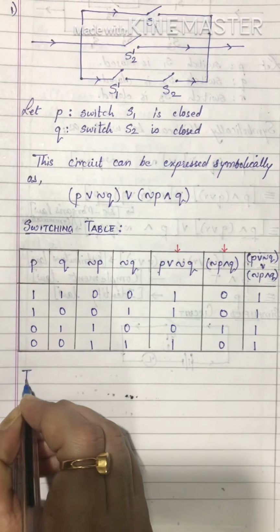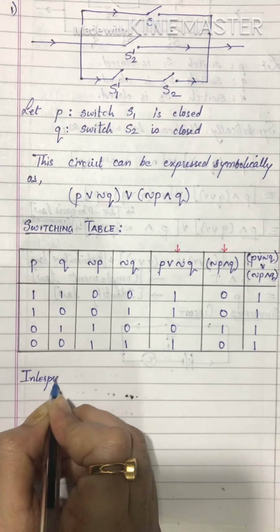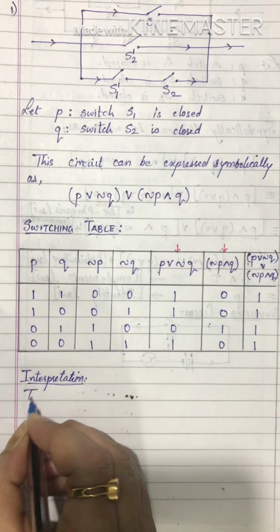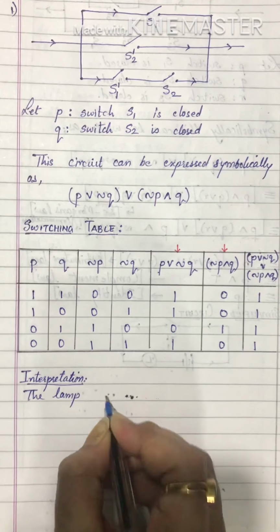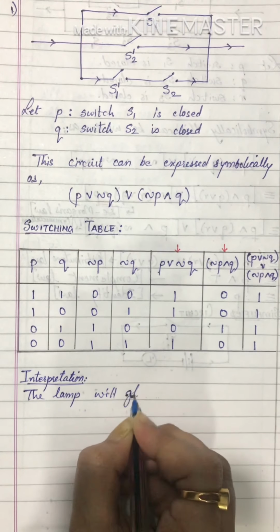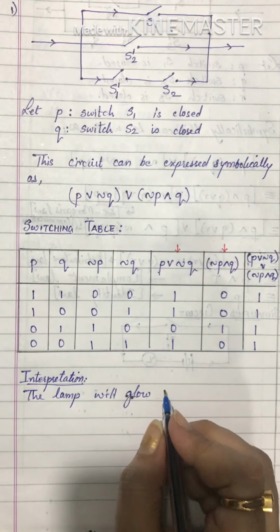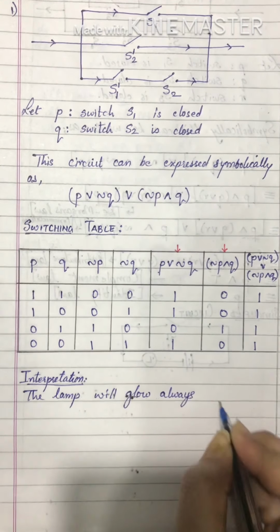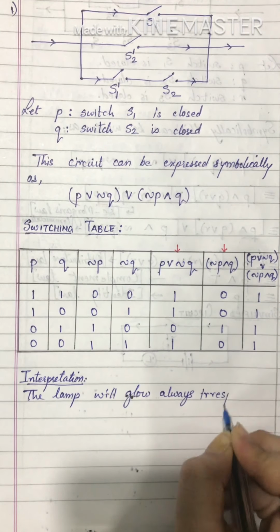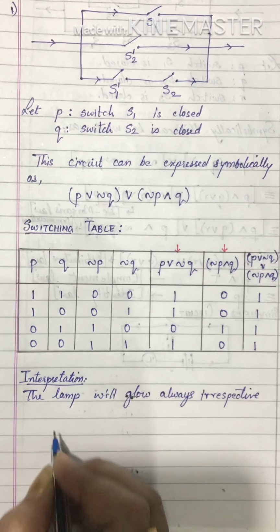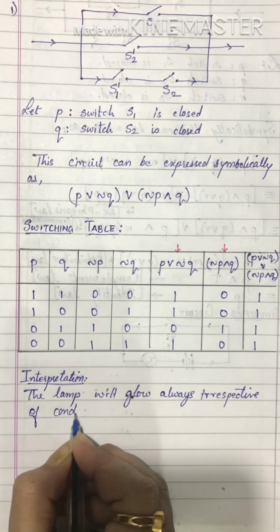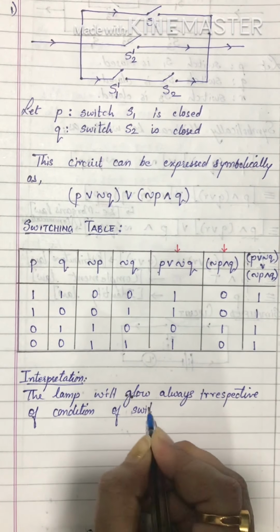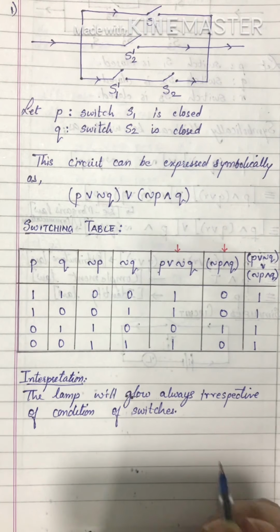Now how do we write this? We state it like this: interpretation, the lamp will glow always, irrespective of condition of switches. This is how we will interpret our answer.